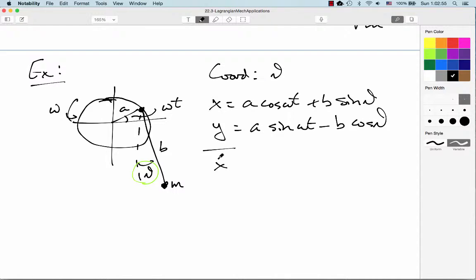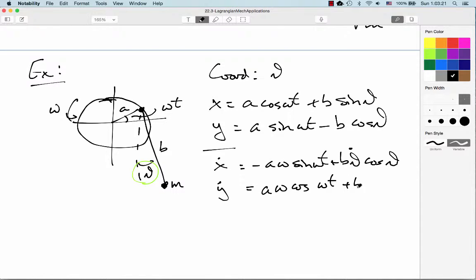All right, differentiating, x dot will be equal to minus a omega sine omega t plus b theta dot cosine theta, and y dot will be, by the same token, a omega cosine omega t plus b theta dot sine theta. All right.